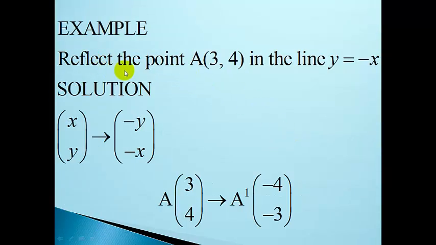Now example, reflect the point A, 3, 4 in the line y equals minus x. From the rule, xy maps to minus y, minus x. So if you are given the point A, 3, 4, then this maps to A prime, that is the image. So 4 goes up, 3 comes down, and the two coordinates are negated. So we have minus 4, minus 3, according to the rule for reflection in the line y equals minus x. So A, 3, 4 maps to A prime, minus 4, minus 3.